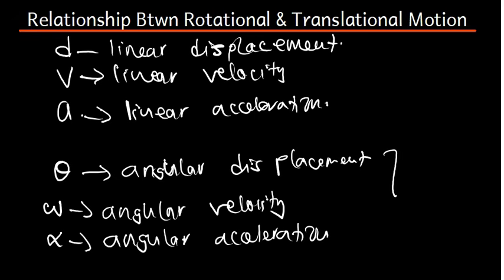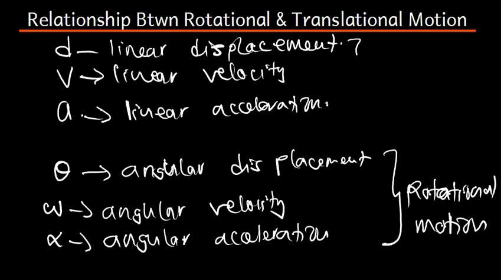Now this is what we call the rotational motion, which is circular motion. This is what we call translational motion, which is linear motion.